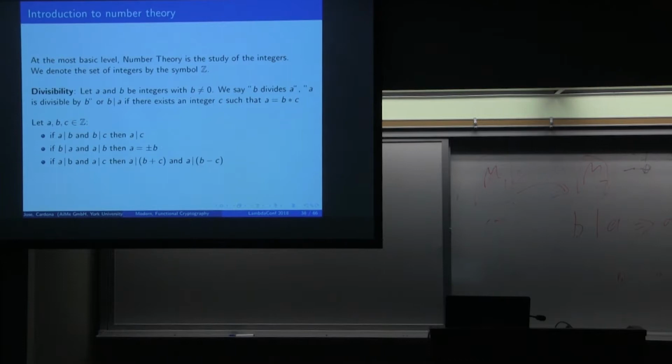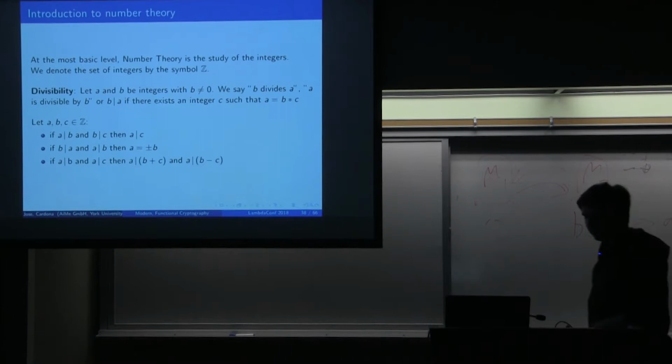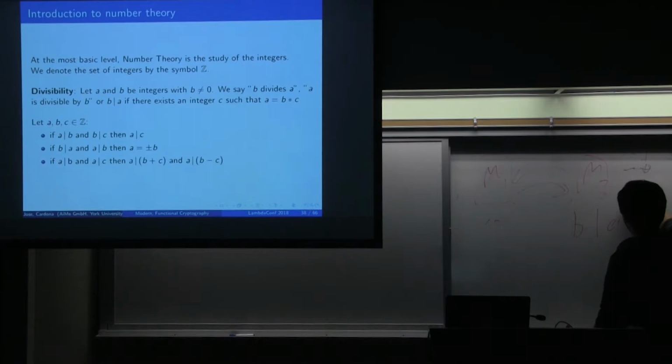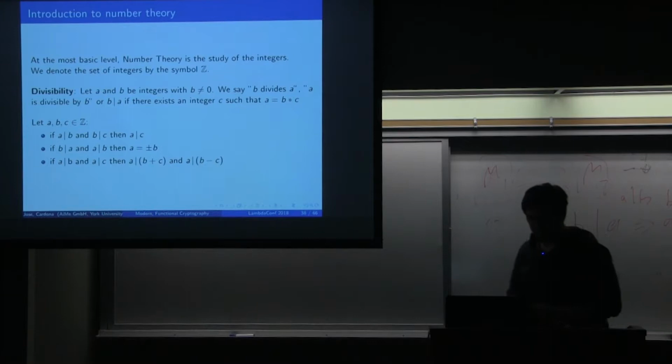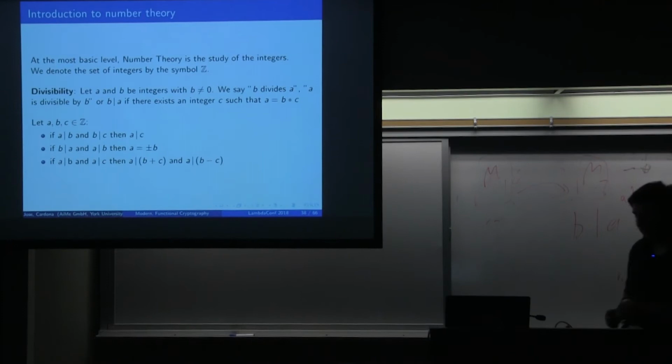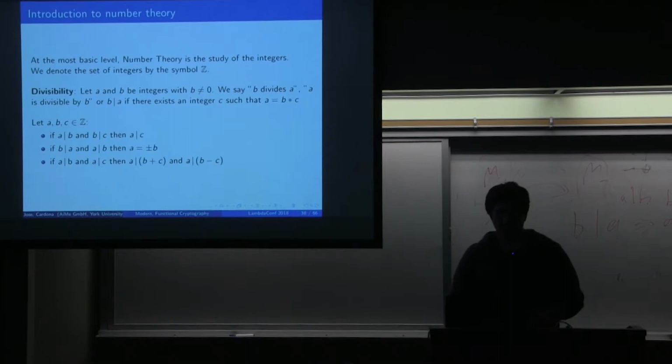That quotient is unique. We're not going to get into the proof of that. This is divisibility, and it has some properties. Of course, it's transitive: if A divides B and B divides C, then A divides C. Would you guys like a proof of that? Or are you good? Okay, cool. If B divides A and A divides B, then A and B are equal in some way. And if A divides B and A divides C, then A divides B plus C and A divides B minus C.